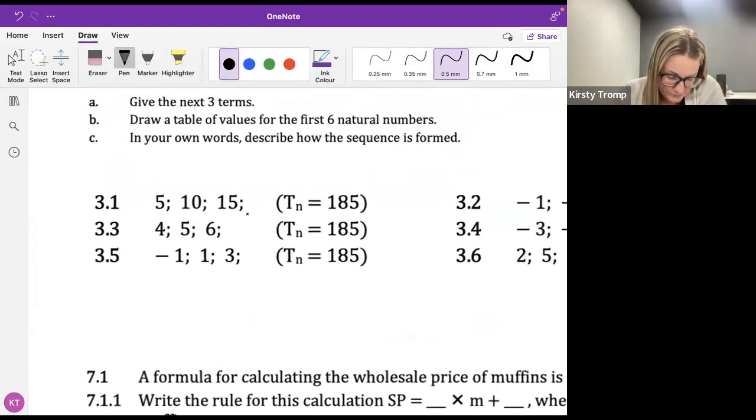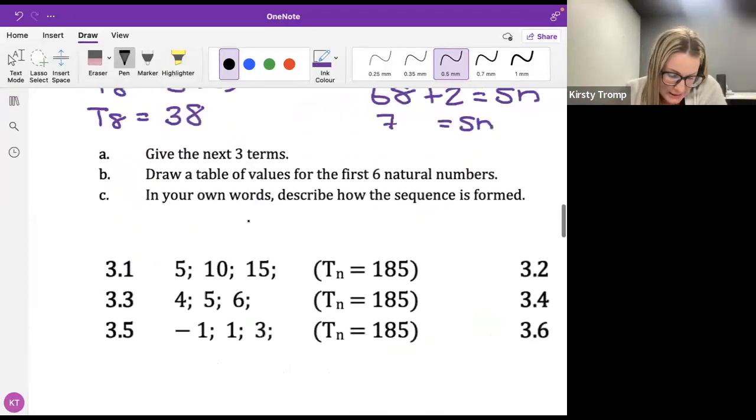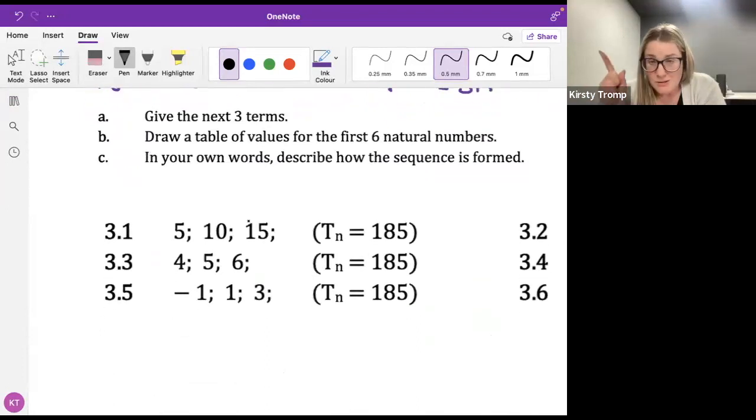So our question says, give the next three terms. That's the first thing you need to do: look at the number pattern. Give the next three terms. And then B, draw a table of values for the first six natural numbers. And then C, in your own words, describe how the sequence is formed.